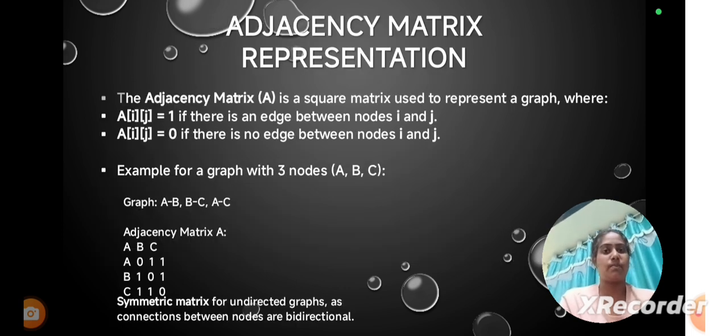Adjacency matrix representation. The adjacency matrix is a square matrix used to represent a graph, where A of ij equals 1 if there is an edge between the nodes i and j, and A of ij equals 0 if there is no edge between the nodes i and j. I have given an example over here in the PPT.